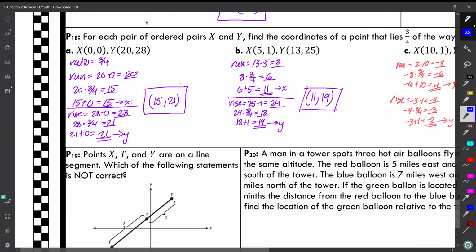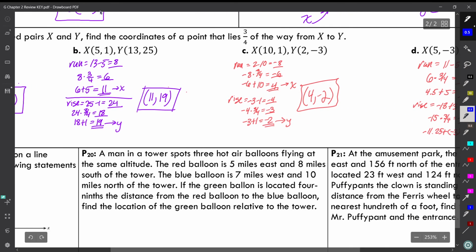Next, for each pair of ordered pairs x and y, find the coordinates of a point that lies 3/4 of the way from x to y. From x to y, the point is going to be 3/4 along the way, meaning I go 3/4 of the way there. So 4 represents the whole entire segment. I'm only going 3 of those 4 parts to get to the point I want to be. So this is a part-to-whole ratio already.